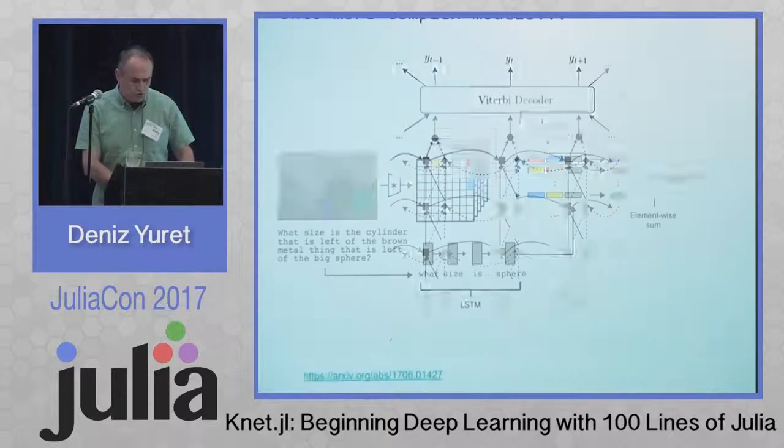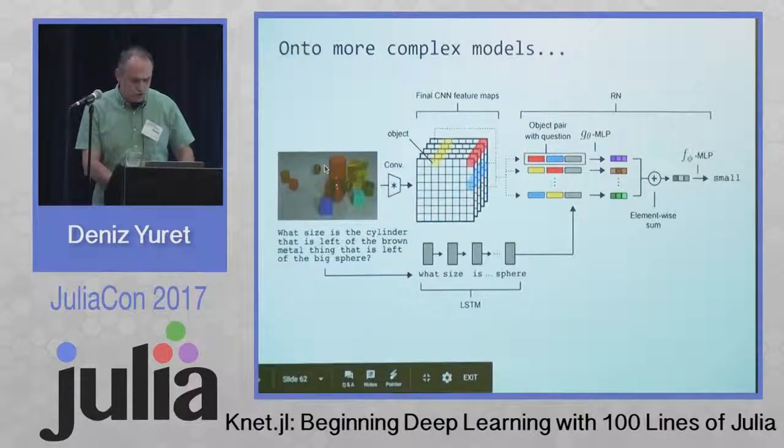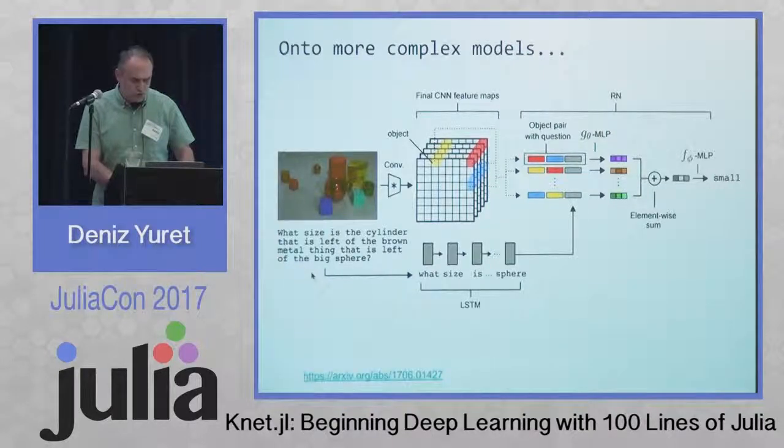Okay. Here's another example. This is from Google, just came out recently. It's called relational networks. They use this for visual question answering. So the idea is you show the computer a picture and ask it a question, and the computer is going to look at the picture and find the answer to the question. So you see a bunch of toy blocks on the left side, and somebody asks, what size is the cylinder that is left of the brown metal thing that is left of the big sphere? Okay, so these are computer-generated questions that are easy to understand.